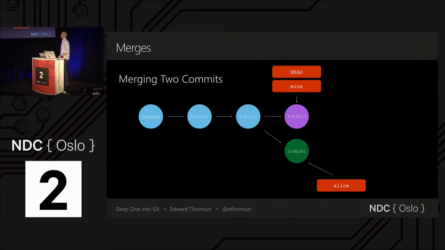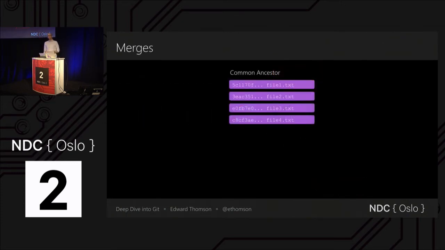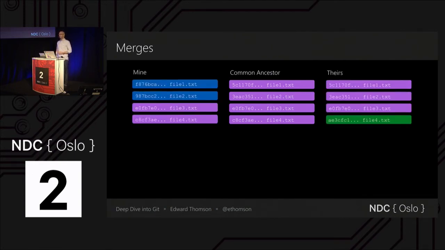Easy. Once Git finds that, then it can figure out how to do the merge. So it looks at the common ancestor, it looks at the files that are inside of them, and then it looks at each of the branches. And it just goes straight down the list, enumerating them. What file is in my common ancestor? Has it changed in my branch? Okay. What about their branch?